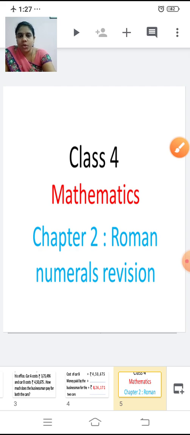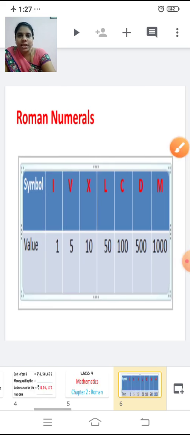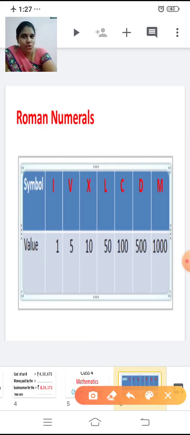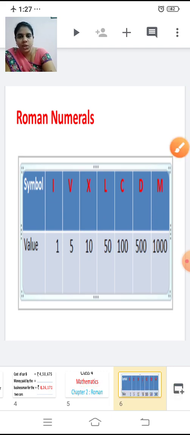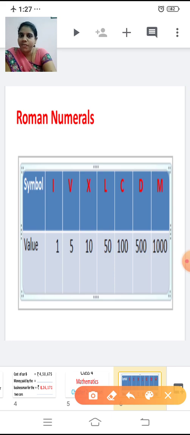Now, Roman numerals. We are going to revise chapter number 2, Roman numerals. I think you all know Roman numerals. We use the 7 letters of the alphabet: I, V, X, L, C, D, M. Value of I is 1 and value of V is 5 and value of X is 10. Value of L is 50 and value of C is 100 and value of D is 500 and value of M is 1000.